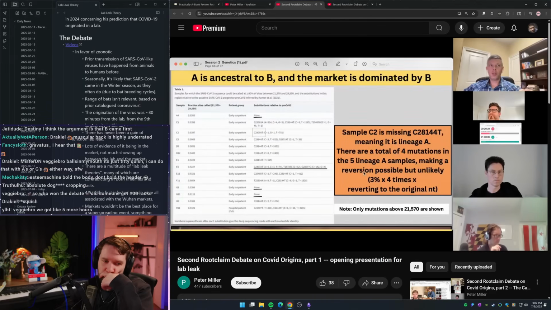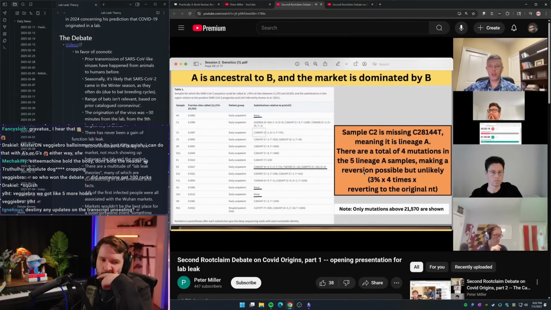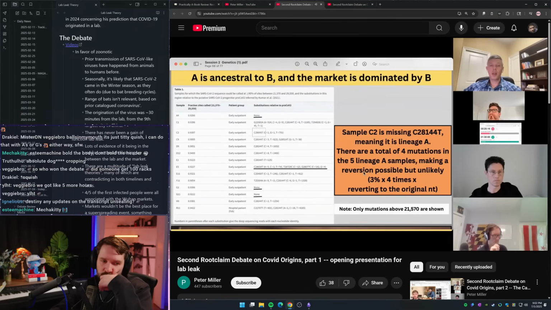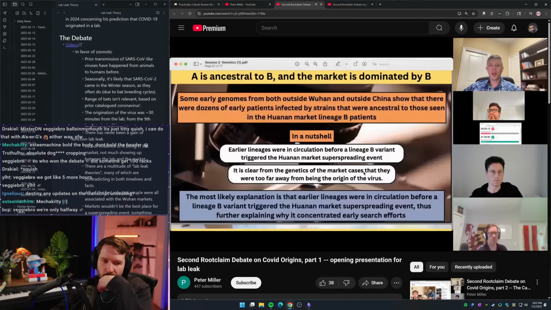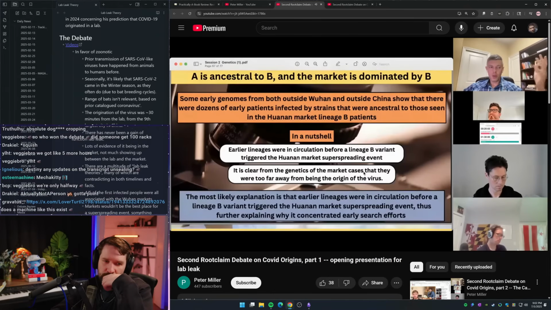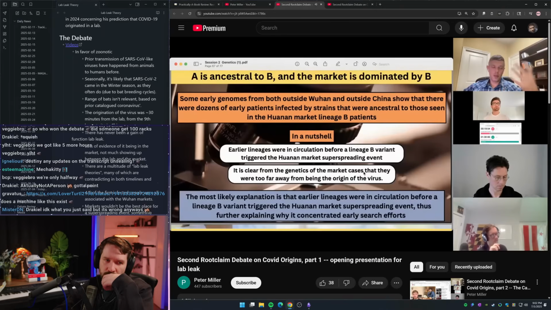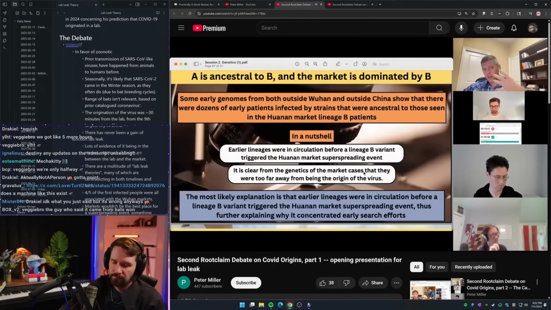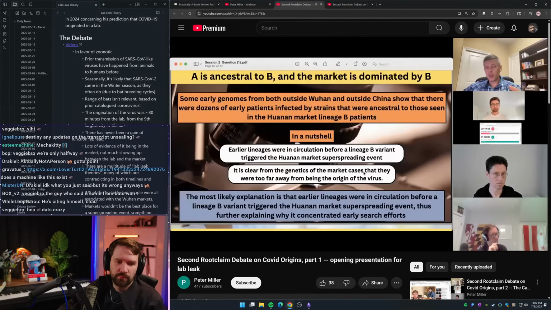Three had one mutation earlier, and one had maybe even 2 mutations earlier, closer to the ancestral strain than lineage A. The exact number of mutations is not really important. I think the significant finding is that lineage B was not the ancestral lineage, and yet the market is dominated by lineage B. This is inconsistent with zoonosis, because if the market was the location of spillover, you'd see at least some lineage A in the market, if not be dominated by lineage A.